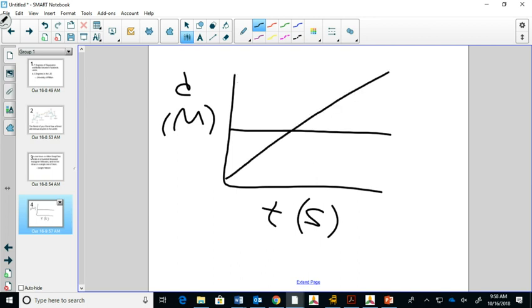How about like this? Now what's happening? They're moving, right? In this case, actually moving at a constant velocity. How do you know that? Because it's one slope of a line. Does that make sense? Okay.